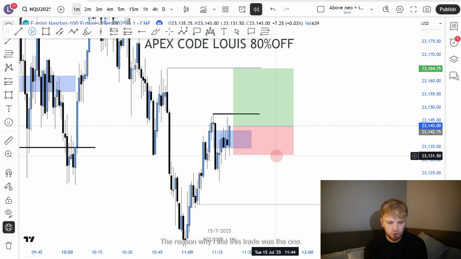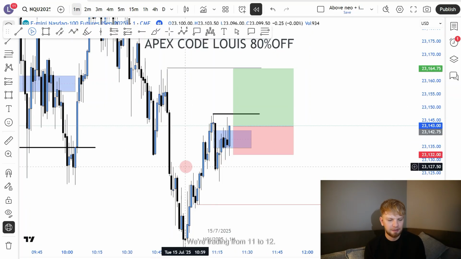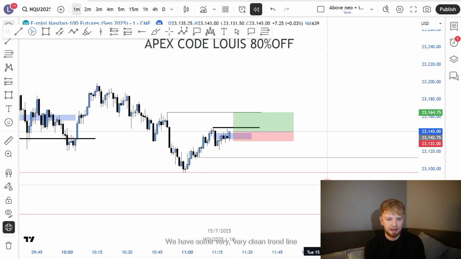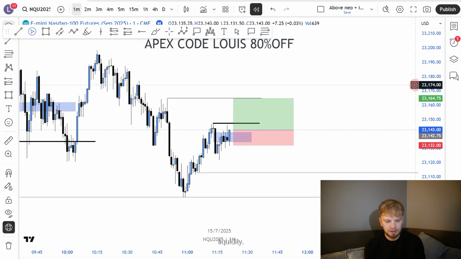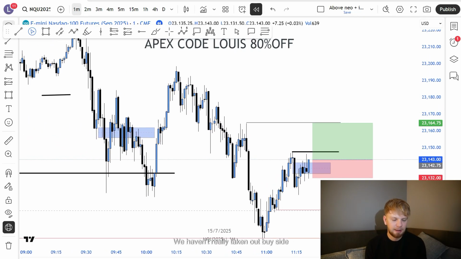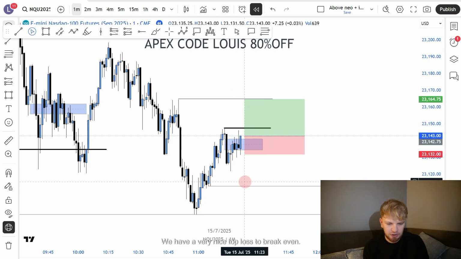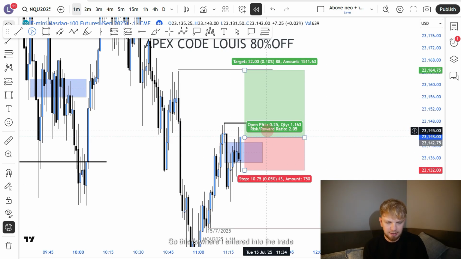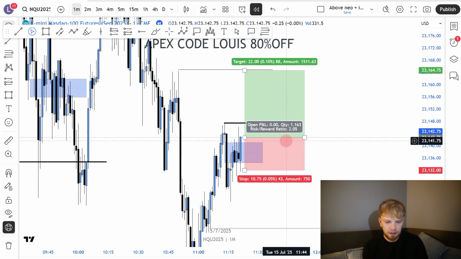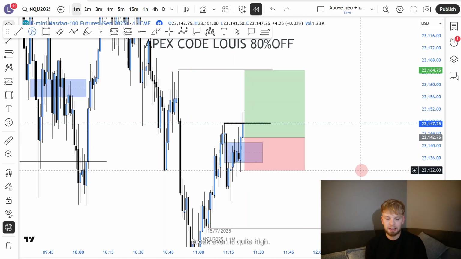The reason why I like this trade was we're trading from 11 to 12. My bias is bullish. We have some very clean trendline liquidity. We haven't really taken out buy side liquidity during the AM session. We have a very nice stop loss to break even. So this is where I entered into the trade. Again, the chance that this gets stop loss to break even is quite high.